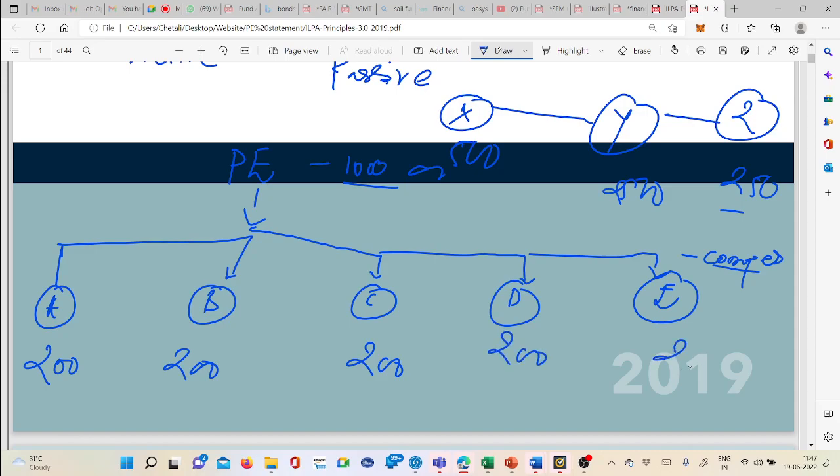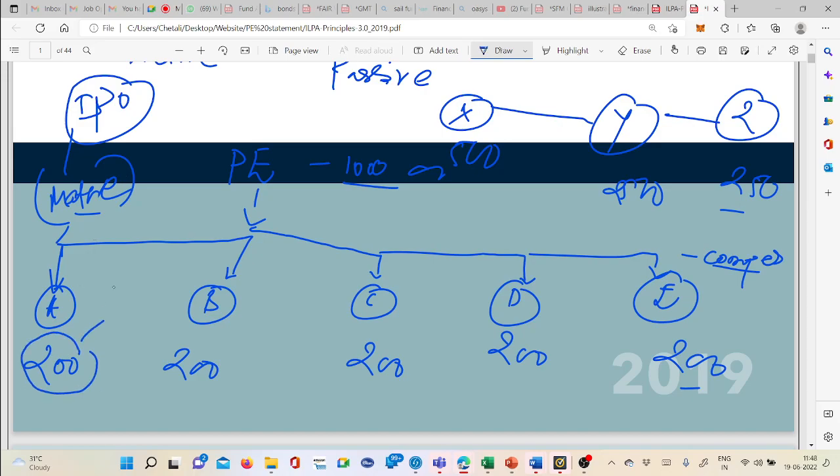So 200, 200, 200. Now you can see the 1,000 crore that we have raised from the investors, we have invested in different companies A, B, C, and D. Let's say today this investment has matured. Mature means the company has now been listed, through the IPO event. And once the company is listed, we'll receive this amount, 200 crore plus value.